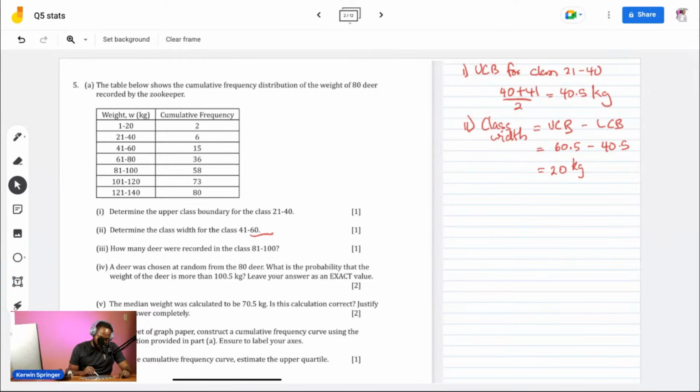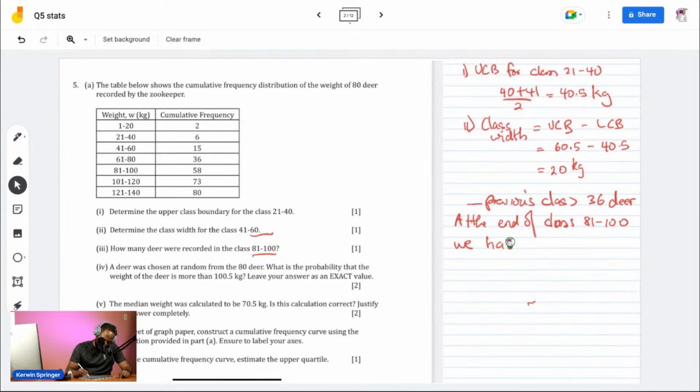How many were recorded in the class 81 to 100? All right. So the cumulative frequency left off at 36 in the previous class. How much did we have? We had 36 there. And at the end of class 81 to 100, all of a sudden, how much did we have? So previous class, we had 36, and this class reached 58.